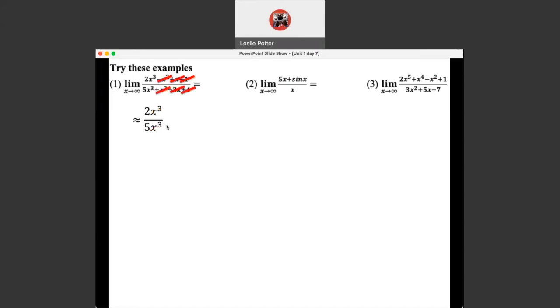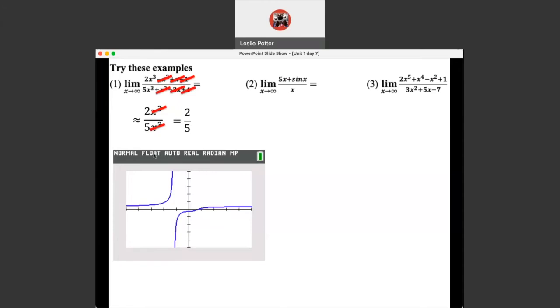Let me disappear those so that we can look at this. I'm crossing out because at this point, x cubed over x cubed, those two factors can cancel. And here is my limit, 2/5. So y equals 2/5. This is what it looks like. So y equals 2/5 is the limit as we approach positive infinity. It happens to be the limit as we approach negative infinity as well.